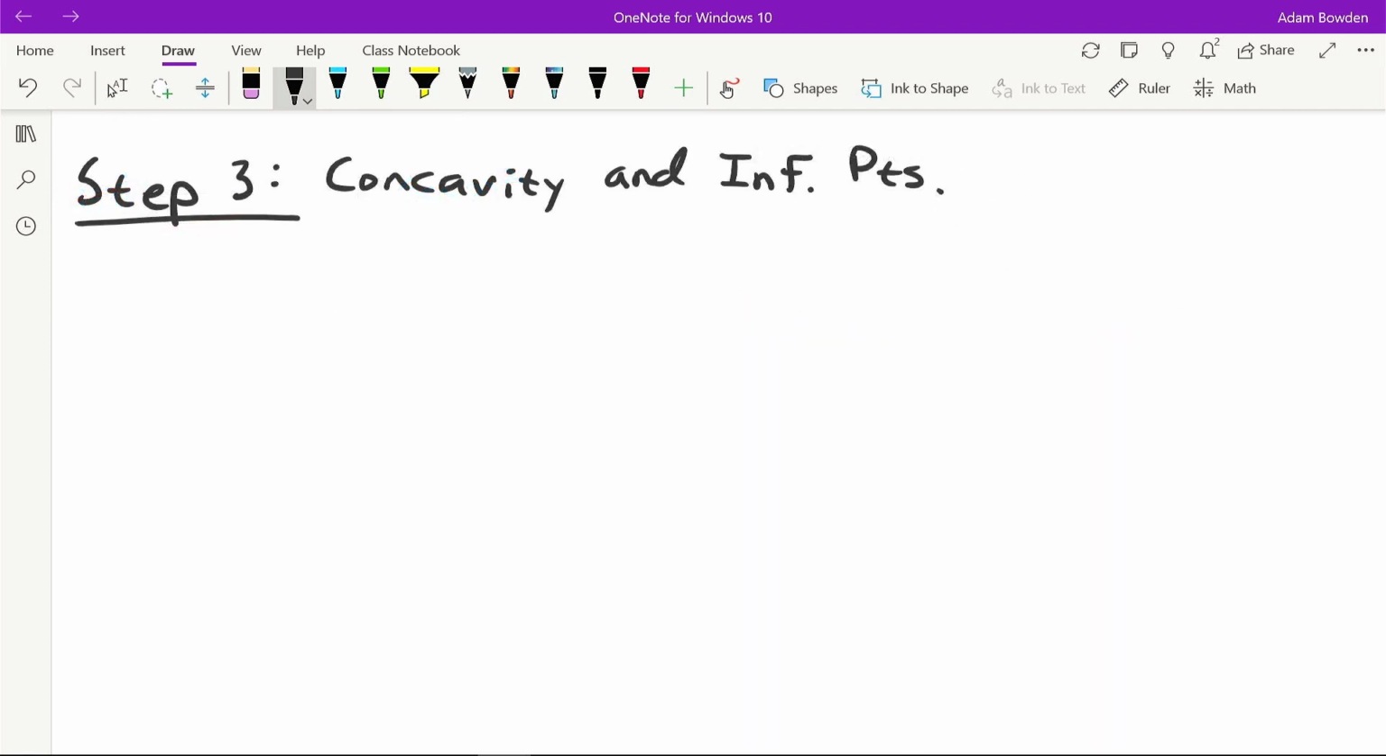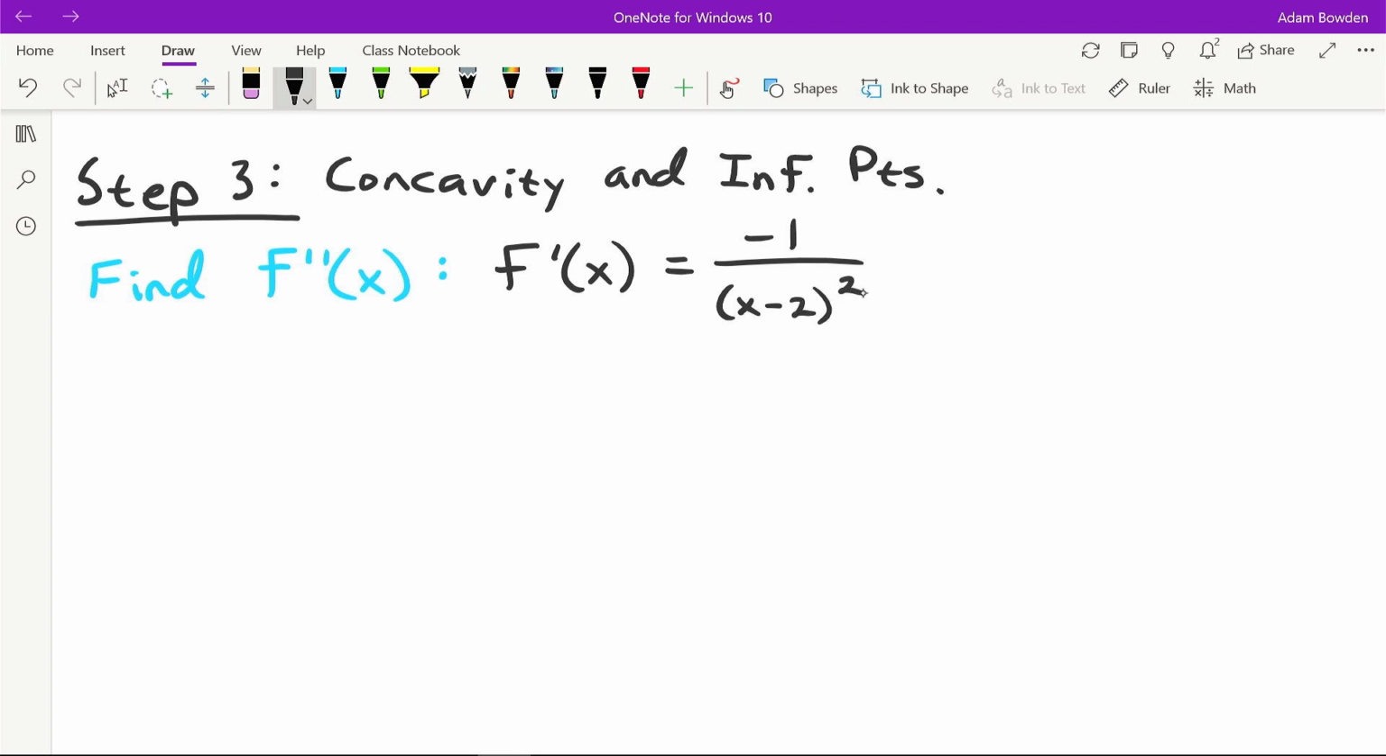For the next part, we're going to do the concavity and inflection points. To do that, we're going to need to find the second derivative, f double prime of x. Let's write down the first derivative here: it was negative 1 divided by, in parentheses, x minus 2 raised to the second power. Before trying to take the derivative here, I'm going to rewrite this as negative, parentheses, x minus 2 raised to the negative 2 power. Now trying to take the derivative of this is going to force us to use the chain rule.